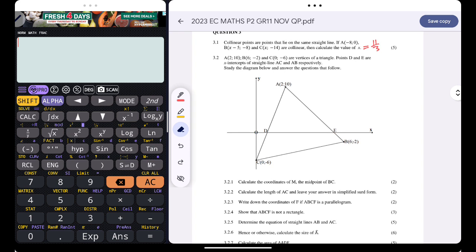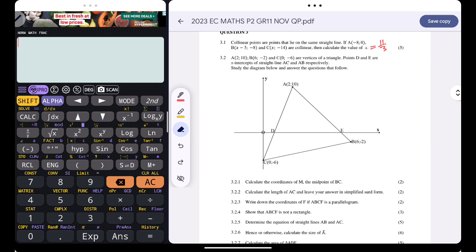Okay, question 3.2. I'm told that A, B, C, and D are vertices of a triangle. Points D, E are the x-intercept of the straight line AC and AB respectively. Okay, study the diagram below and answer the questions that follow. Calculate the coordinates of M, the midpoint of line BC.